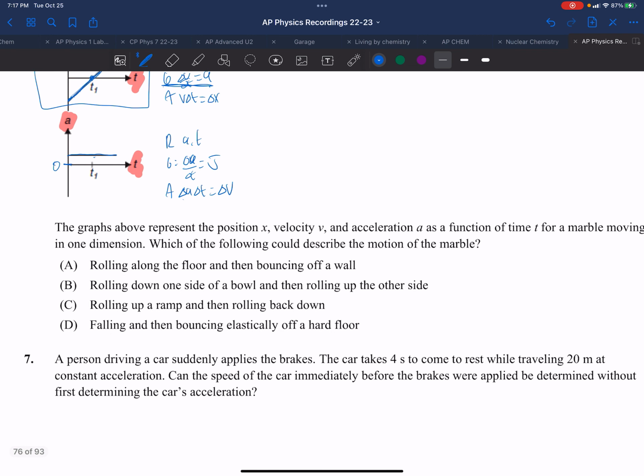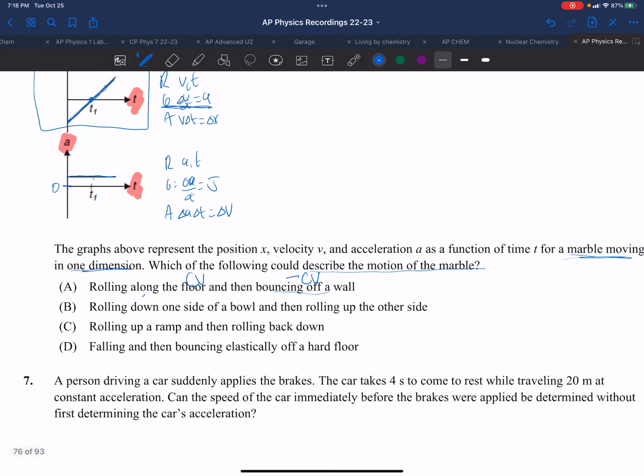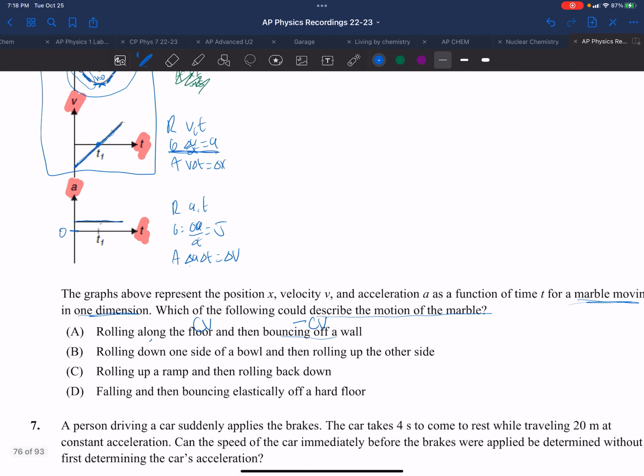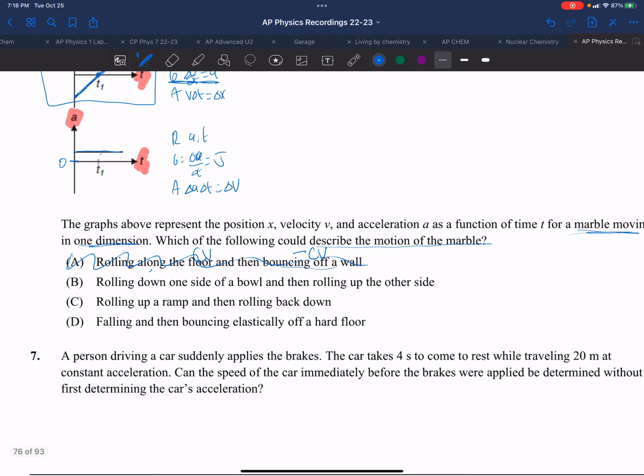All right, so for a marble moving in one dimension, which could describe the motion of the marble? Rolling along a floor and then bouncing off the wall. Well, that would be constant velocity and then immediately reversing direction without speeding up or slowing down. It would have a constant velocity, then it would have a minus constant velocity in the other direction. It doesn't say there's ever a 0 velocity. So this can't be right because our graphs show a 0 velocity.